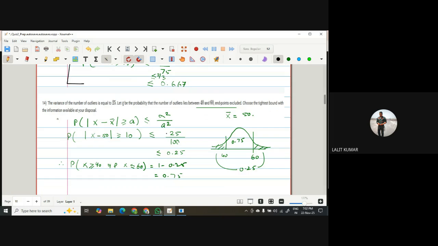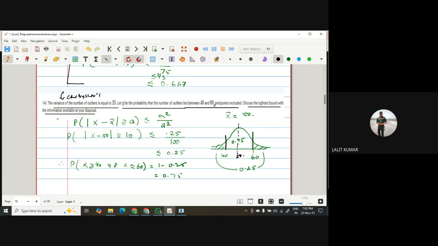Next question is, the variance of the number of outliers is equal to 25. So once the variance is given, then we can use Chebyshev because it will give a tighter bound. Let Q be the probability that the number of outliers lies between 40 and 60, endpoints included. Choose the tightest bound with the information available at your disposal. So always try to visualize these problems. They are asking that value is between 40 and 60, endpoints are included, mean is 50.